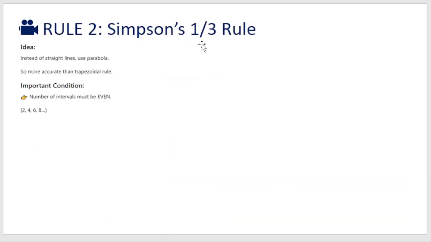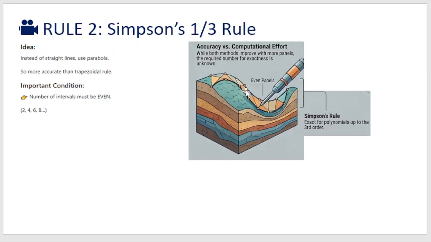Next is Simpson's one-third rule. What is the idea here? Instead of straight lines, I'm going to use a parabola, a parabolic structure. Using a parabola instead of lines, this is the idea. So it gives you more accuracy than the trapezoidal rule.